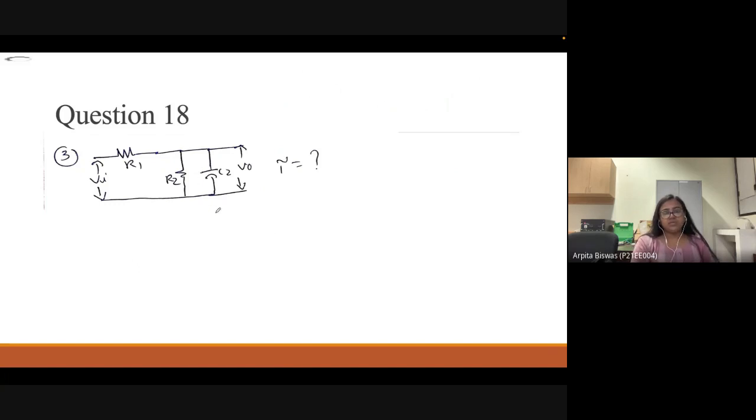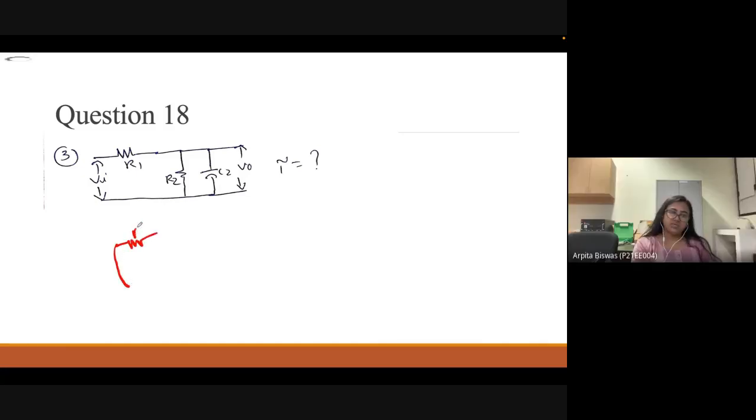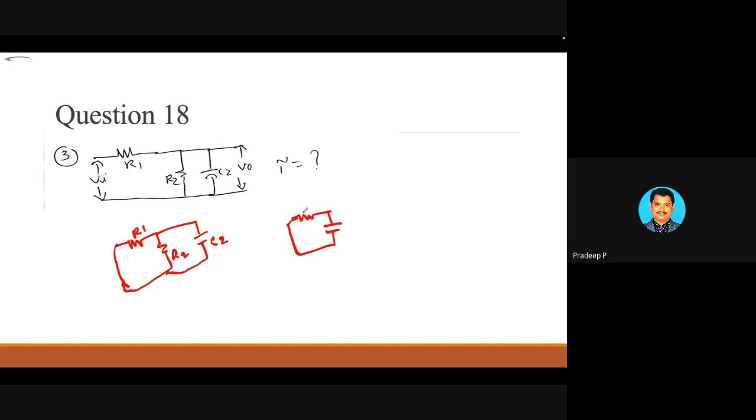Now tell me how we will convert this circuit. V1 is shorted, then R1 is parallel with R2, and then it is parallel with C. Just simply convert it into a simple RC circuit. Now tell me the value of R and the value of C. R1 parallel R2 multiplied by C2. A voltage source should be short circuited, and a current source should be open. Yes, thank you.